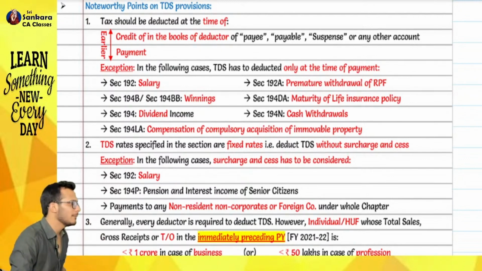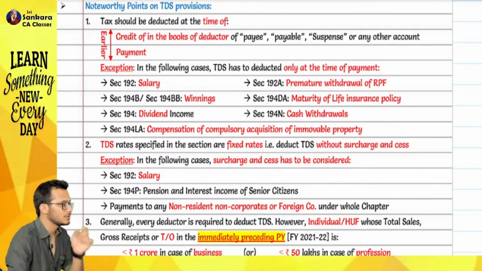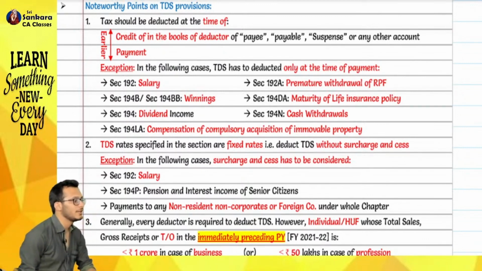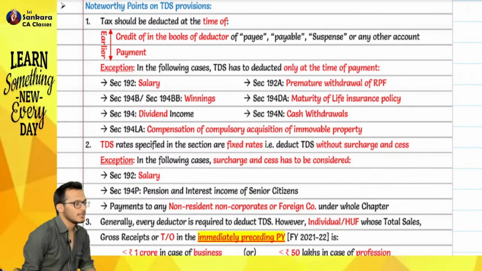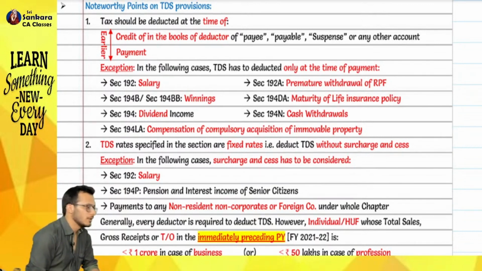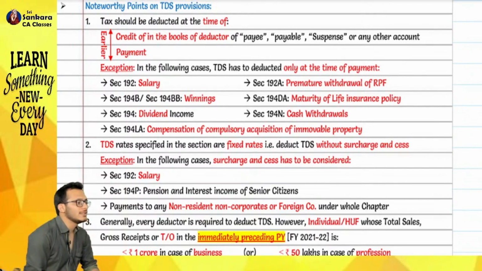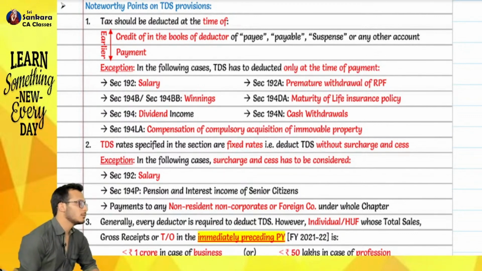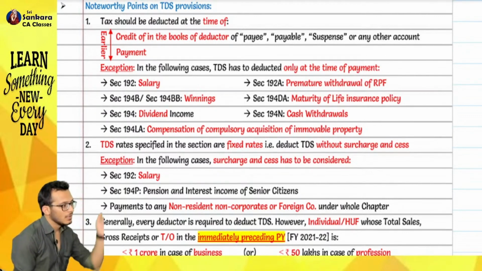Next, if there is a threshold limit given in the section, for example, 194H says 15,000 rupees, this 15,000 is applicable for the full year. If the payment is less than 15,000, no TDS. But if the payment goes beyond 15,000, TDS will happen from rupee 1.